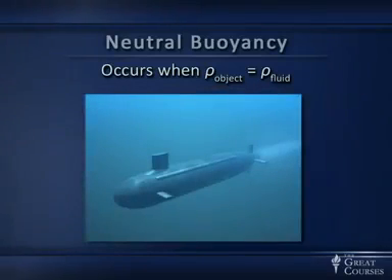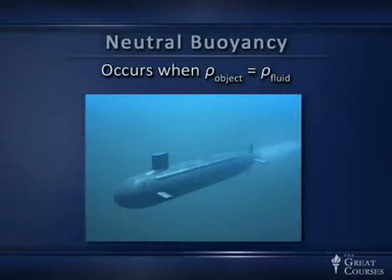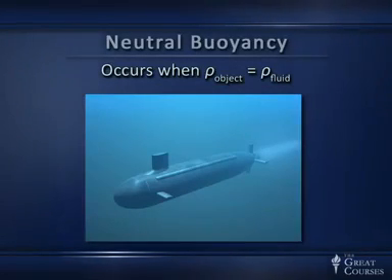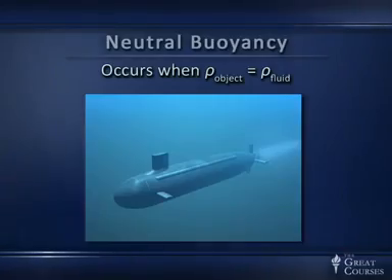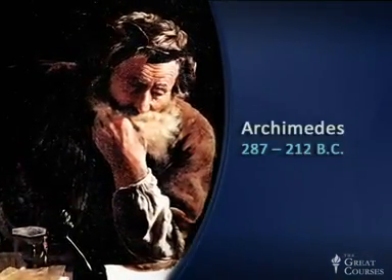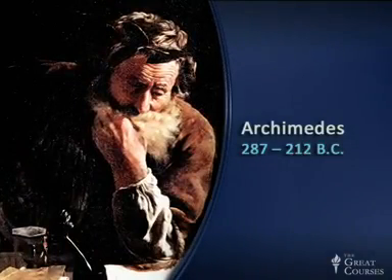And the same thing happens with a submarine, which takes seawater into tanks that then allow it to adjust its buoyancy so it can either go down or go up, or when it's cruising along below the water, be in neutral buoyancy. The story has it that Archimedes used his principle to help the king determine whether the king's crown was a fraud or not. And here's how Archimedes did that.